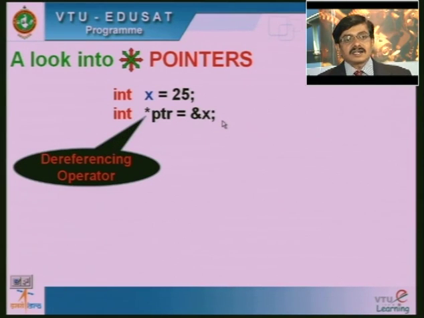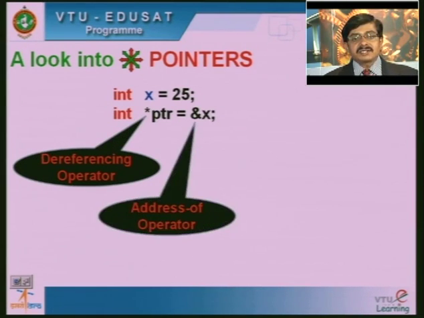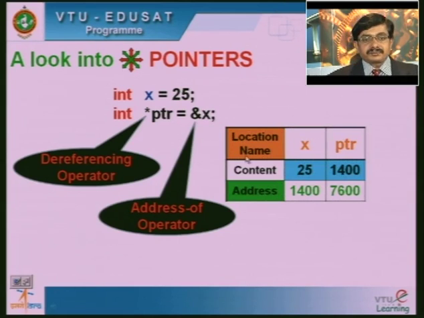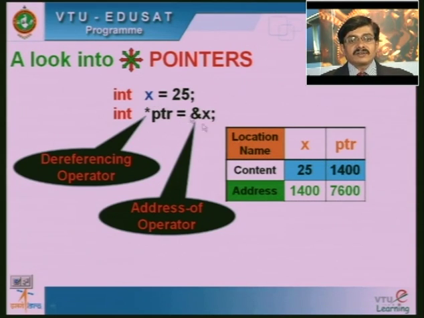Now, here star is a dereferencing operator and ampersand is called the address-of operator. We use ampersand even for bitwise ANDing also, but in this context ampersand and star, which are the address-of and dereferencing operators, are unary operators. They work only on one operand. Fine. So next, the value of x is 25.